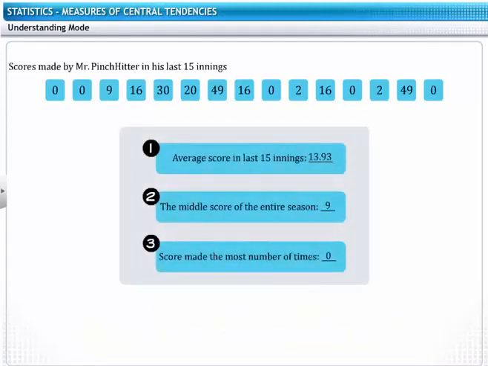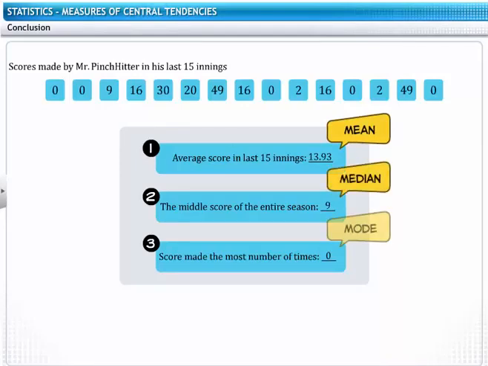Well, we have found the values for all the three quantities in Mr. Pinch Hitter's performance record. Which of these three values do you think he would like to use? Do you think that an average score would always give him the best value to present? Let's find out.